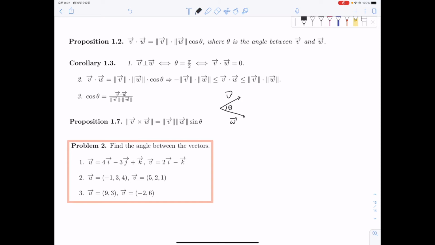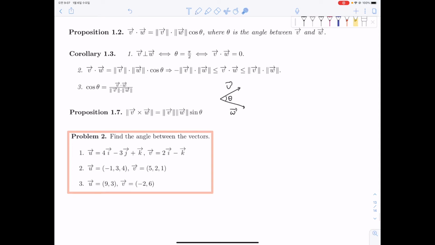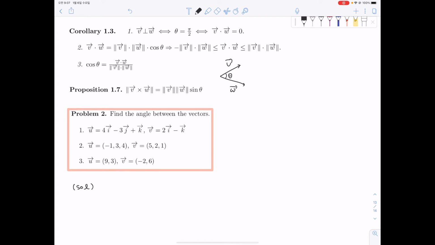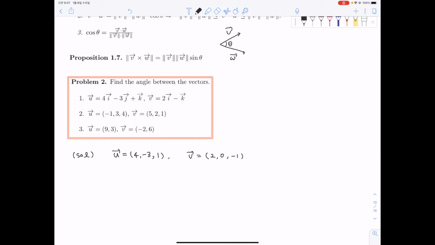Okay, let's go to problem 2. Here you need to find the angle between two vectors. The first vector is like this, so maybe you are familiar with the coordinate representation, so u is just 4, minus 3 and 1. Here v is equal to 2, 0, minus 1, right? So if we find u dot v, then it is 4 times 2 plus minus 3 times 0 plus 1 times minus 1. So it is 8 minus 1, so it is 7, right?